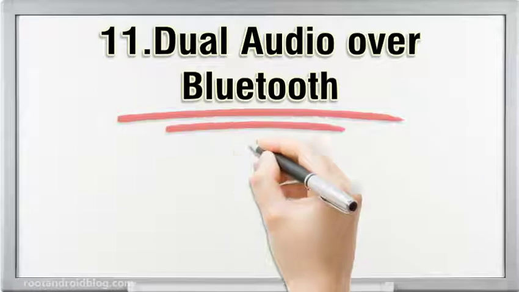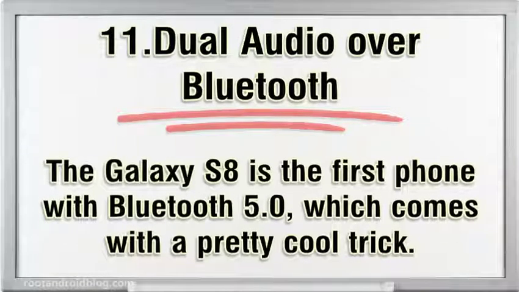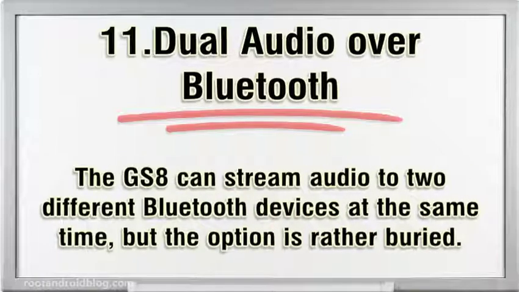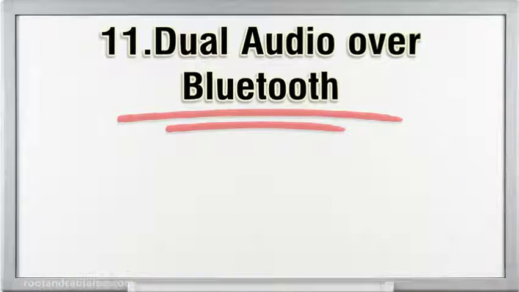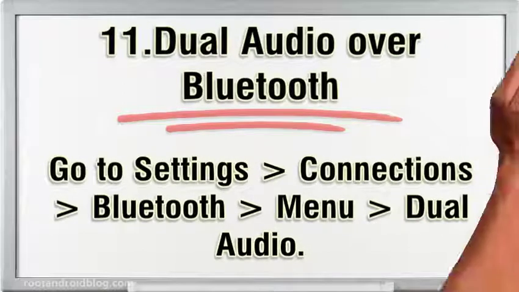11. Dual audio over Bluetooth. The Galaxy S8 is the first phone with Bluetooth 5.0, which comes with a pretty cool trick. The GS8 can stream audio to two different Bluetooth devices at the same time, but the option is rather buried. Go to Settings > Connections > Bluetooth > Menu > Dual audio.